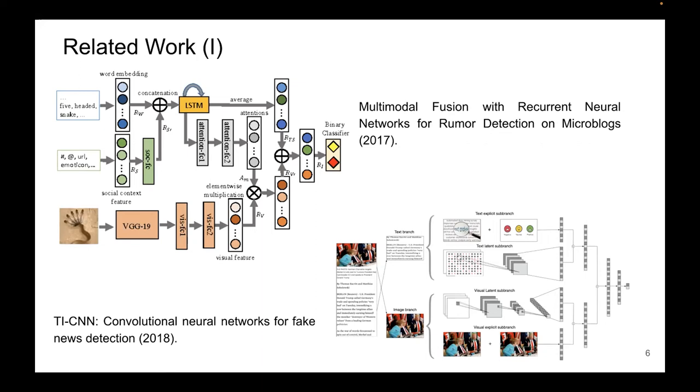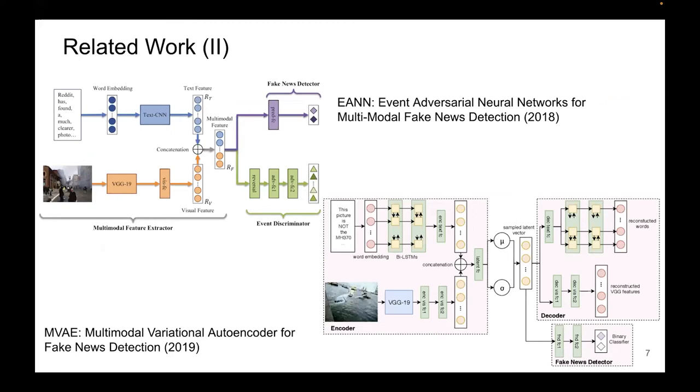Then we have TICN, an attempt by Yang and team. The method extracts latent text and image features, represents them in a unified feature space, and then uses these learned features to identify fake news. Another study by Wang proposed an event adversarial neural network for fake news detection. The core idea was to design a method that learns event invariant features and then preserves the shared features among all the events for fake news detection.